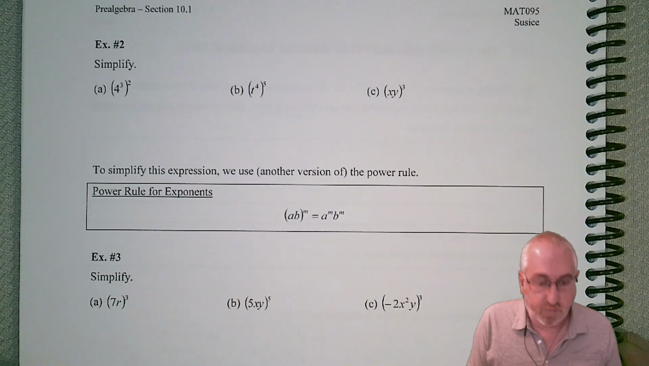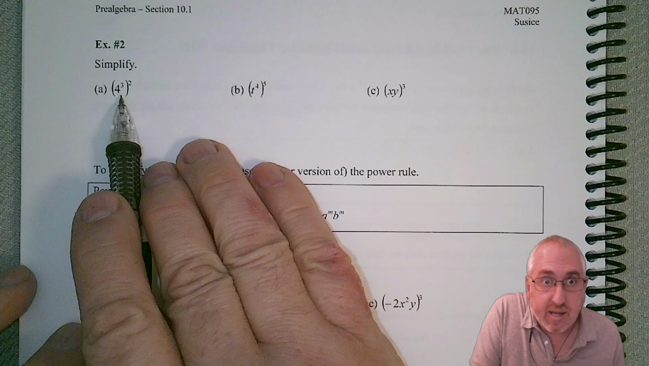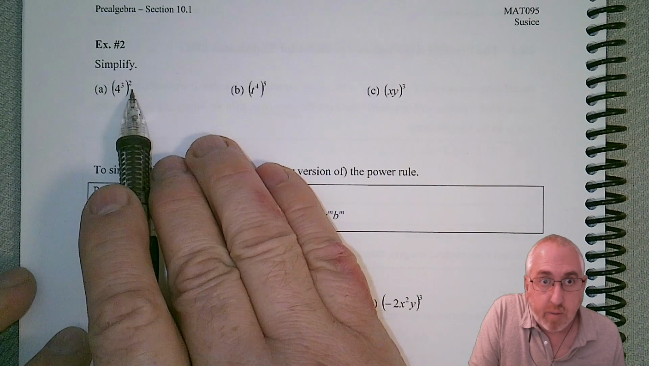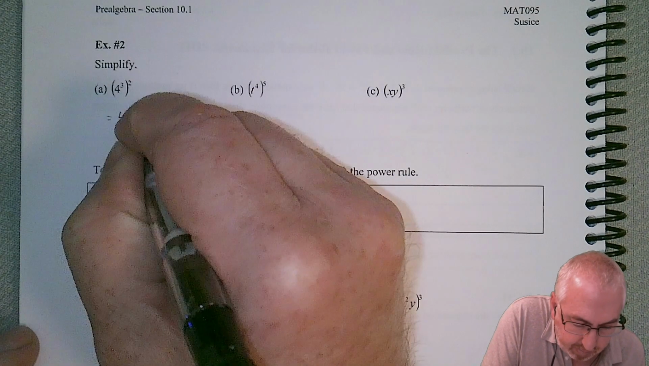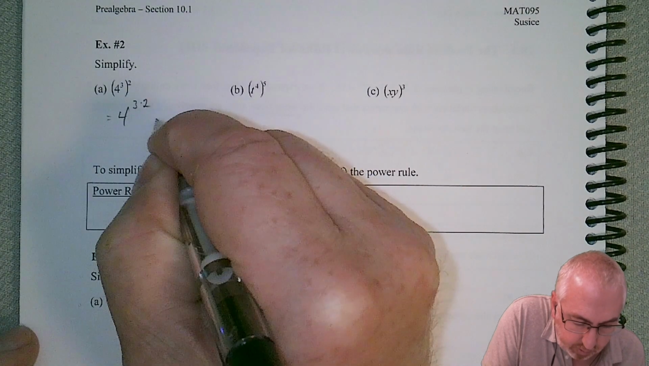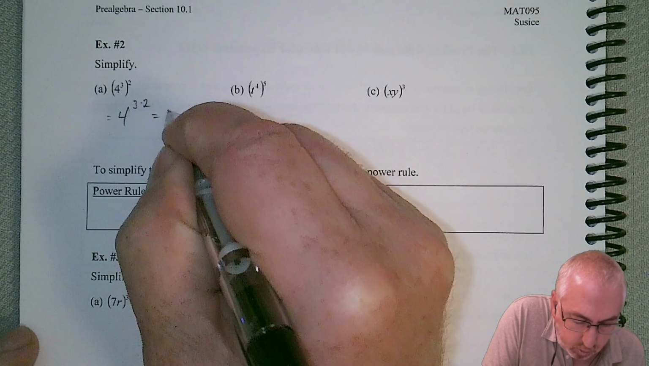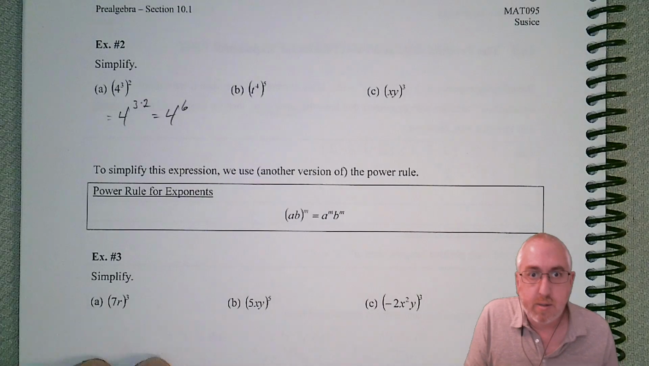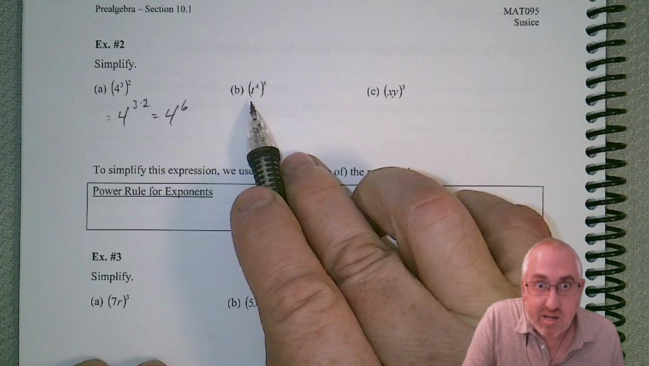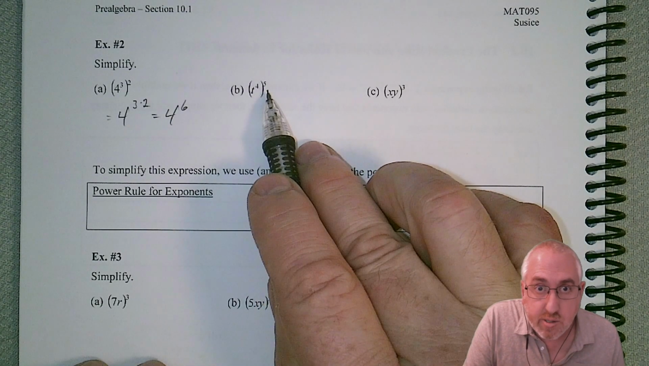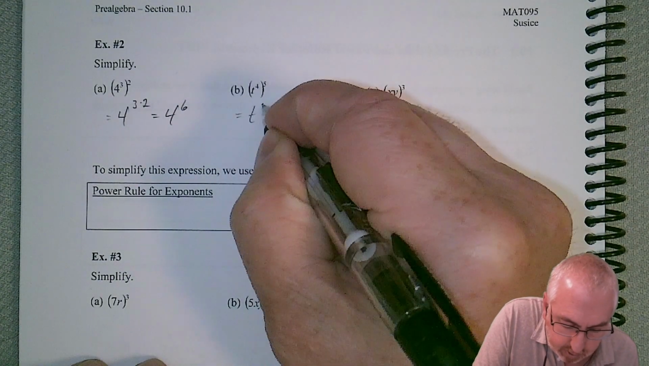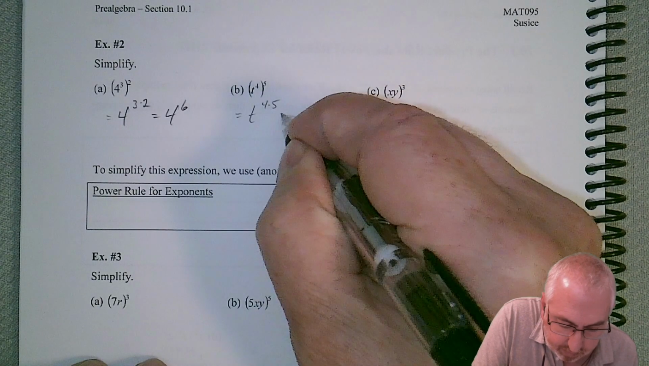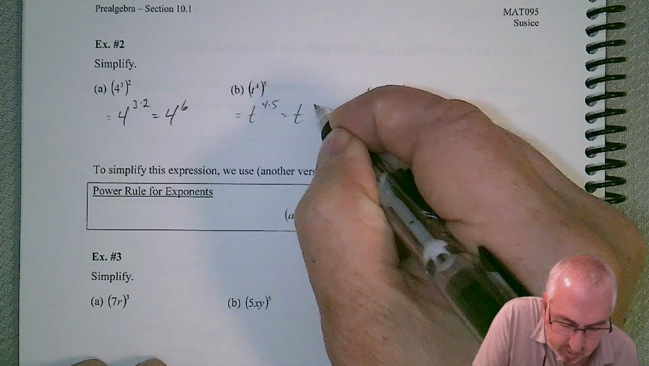So for this first one, we got 4 to the 3rd on the inside and exponent of 2 on the outside. So you should be able to see that that is 4 to the 3rd times 2, which would be 4 to the 6. So now we got t to the 4th, all raised to the 5th. So same idea. T to the 4 times 5, which is t to the 20th.